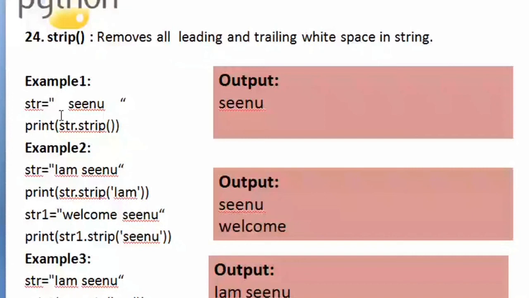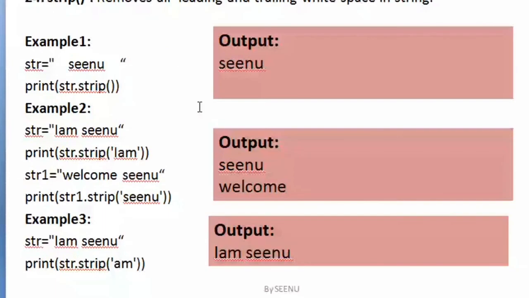If I say this is welcome to my Python class, it will only check whether there are spaces before welcome and after Python class. In the second example, I said I want it to remove I am, so it will remove I am and print Sinu on the screen. In the second case, I mentioned Sinu, so it will remove Sinu and print welcome. In the next case, I said remove am.